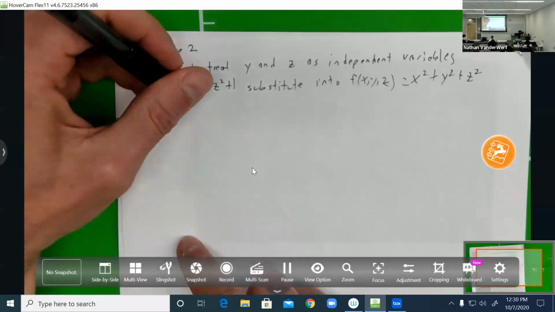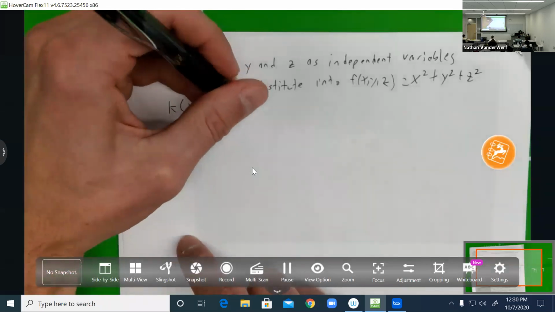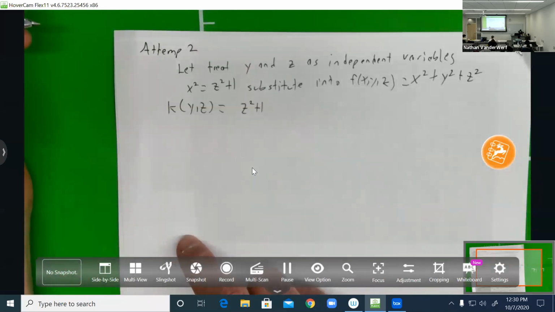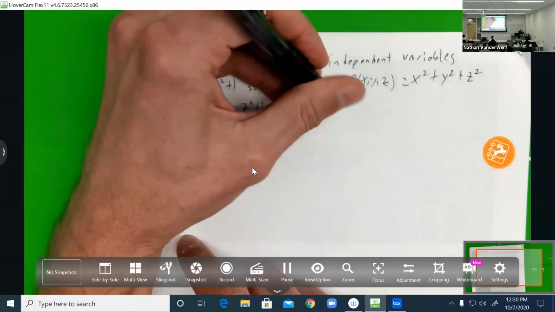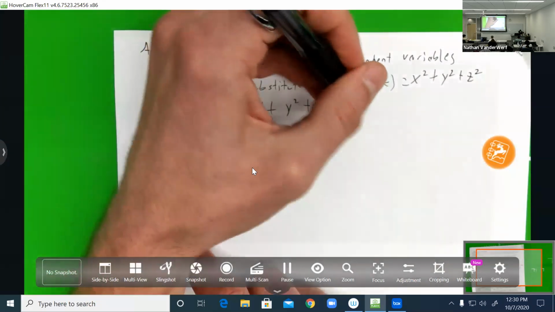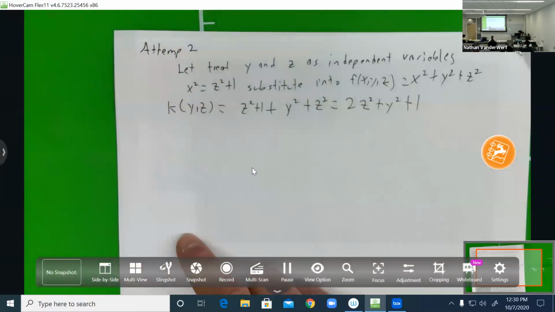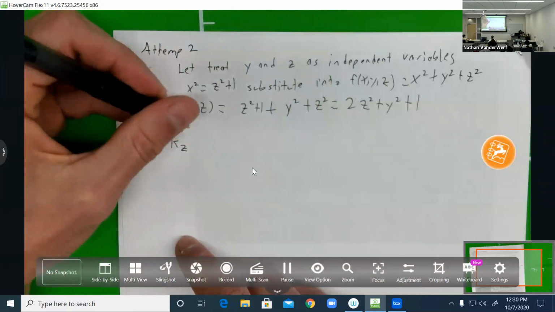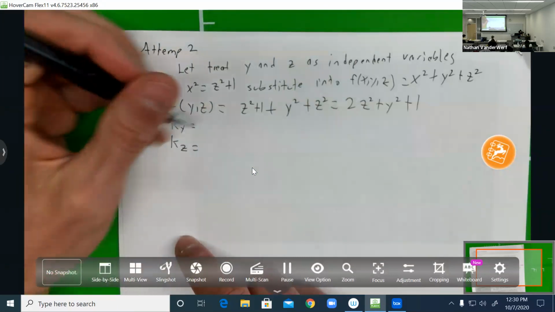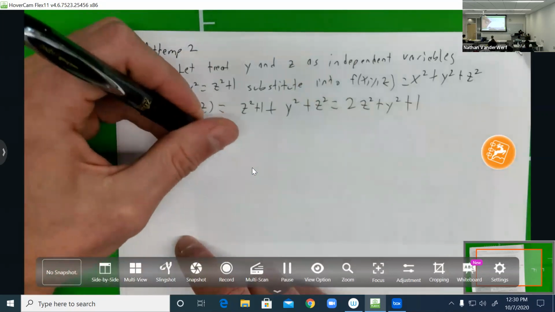So k of y, z with this substitution is now going to be z squared plus 1 for x squared, right? And then plus y squared plus z squared, or 2z squared plus y squared plus 1. Okay, so now we're going to do the same kind of thing here, where we take the partial derivatives k_y and k_z. So k_y is going to be 2y, and k_z is going to be 4z.